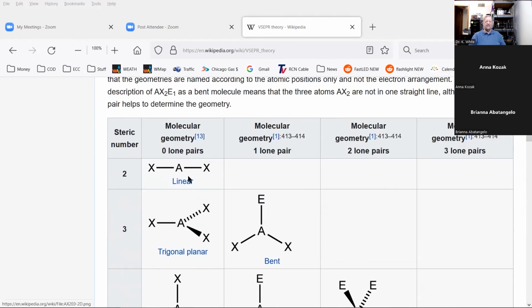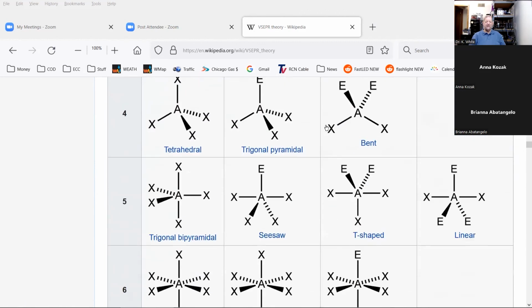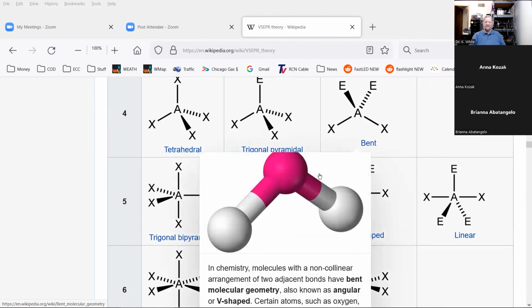But what are we talking about? Different shapes. This is linear, this is called trigonal planar, and this is called tetrahedral. And here is bent, here is trigonal planar. What that means is you look at the valence electrons and the bonded and non-bonding electrons. If we look at water, here's a picture of bent.